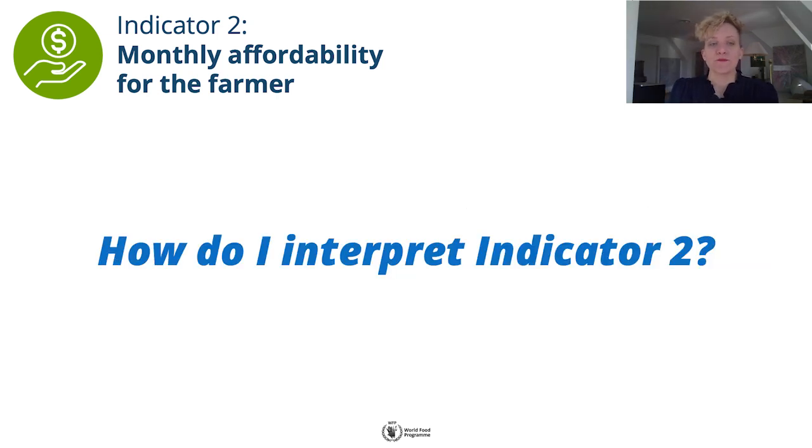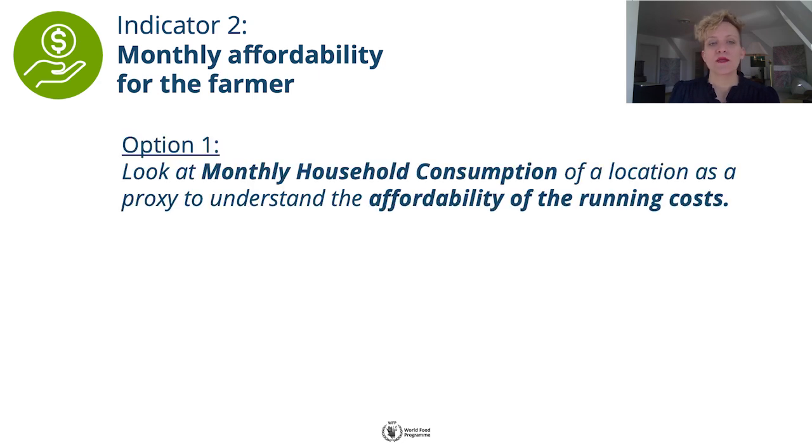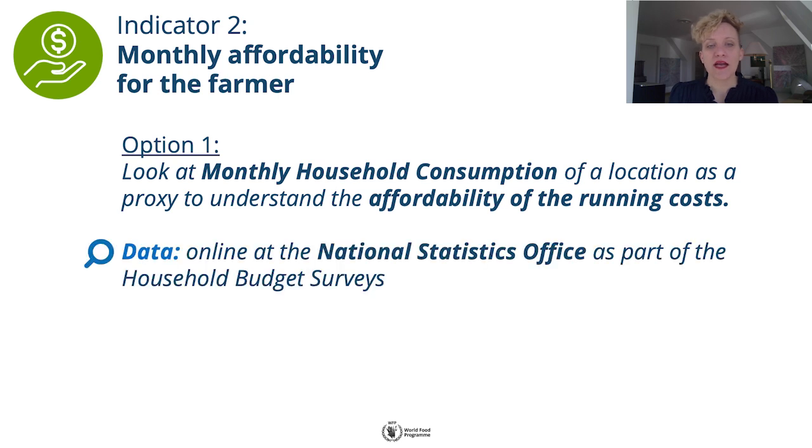So let's dig deeper. I want to inspire you with 3 examples that may help you to understand the affordability of the hydroponic systems for the farmer in your country's context. Option number 1. You can look at the average monthly household consumption of the respective location as a proxy to understand affordability of the running costs. You can find the data online on the National Statistics Office as part of the household budget surveys. Usually, they're very easily accessible.